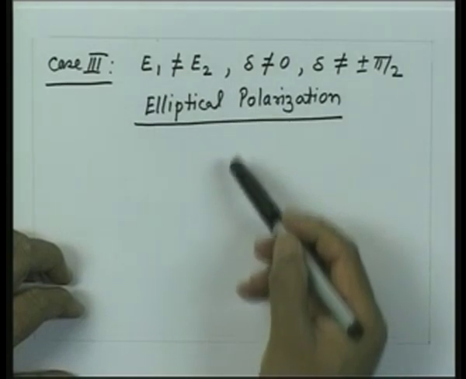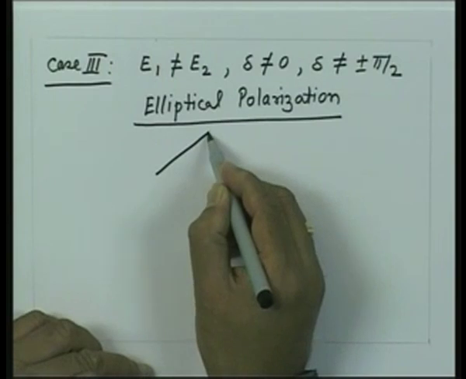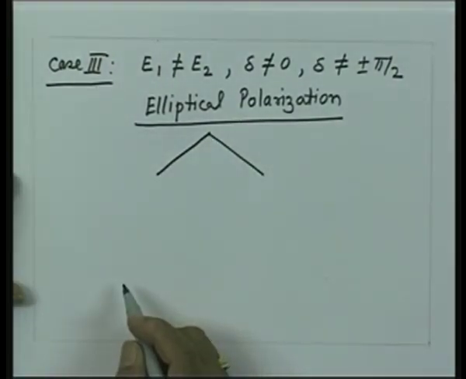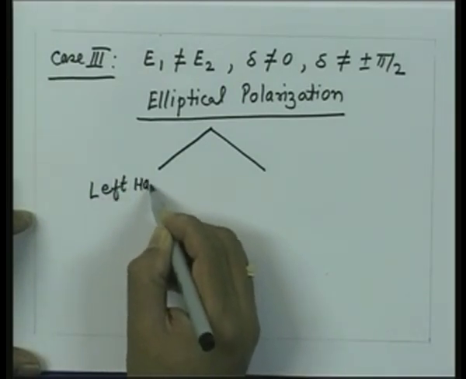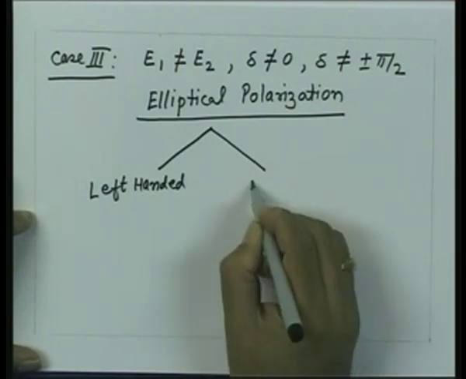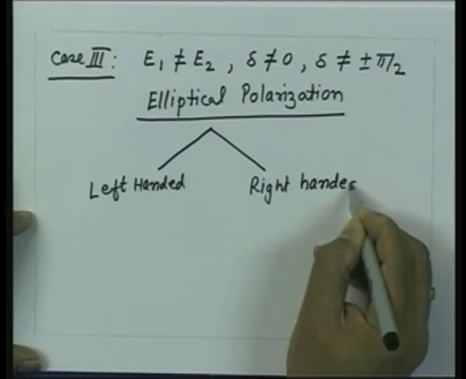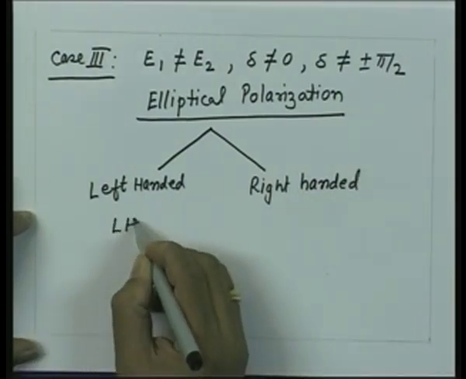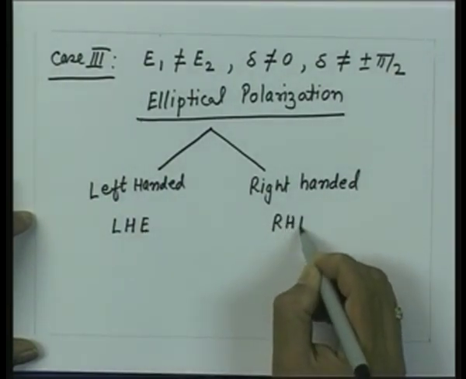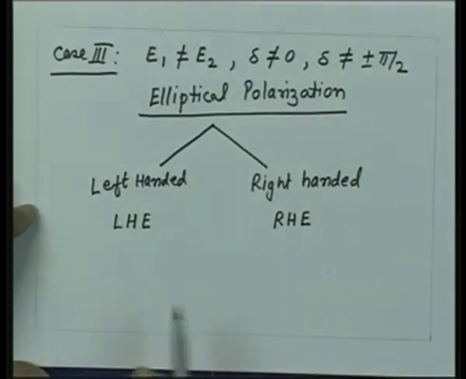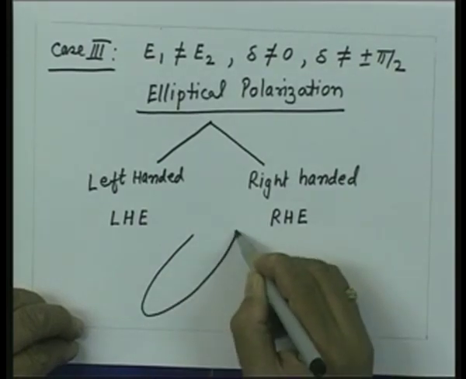So, again, as we did in case of circular polarization, we can classify even the elliptical polarization into two cases, left handed elliptical and right handed elliptical. So, I can have left handed elliptical polarization and right handed elliptical polarization. So, in general, in this case the shape drawn will be an ellipse.